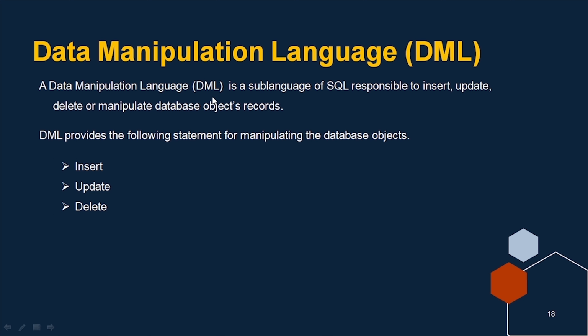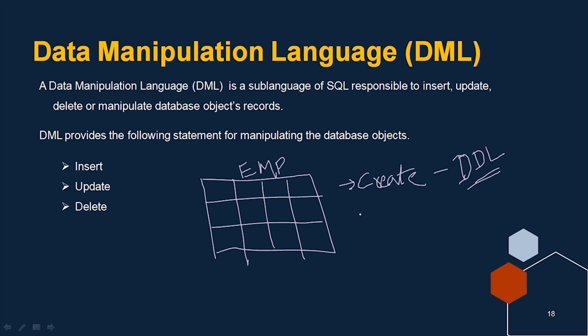Data manipulation language, DML, is a sublanguage of SQL responsible to insert, update, delete or manipulate database object records. DML provides the following statements for manipulating the database object: insert, update, delete. We have created the employee table in our database by using DDL commands. Now we want to insert some records into the table. We will use the insert command.